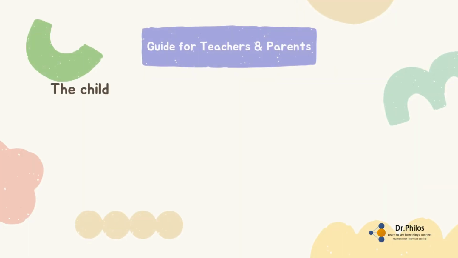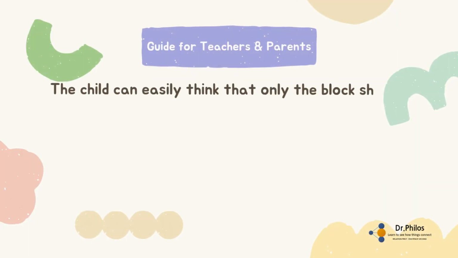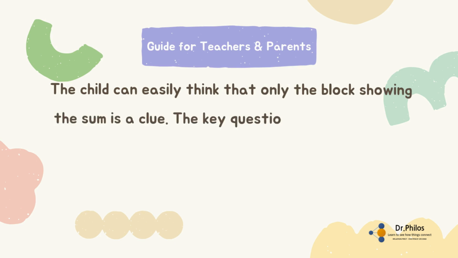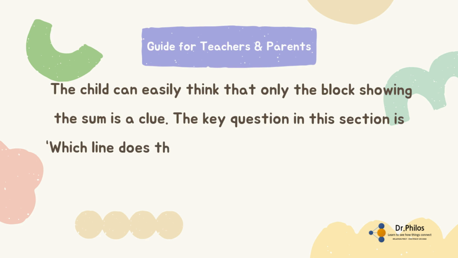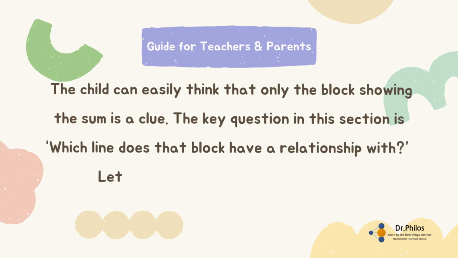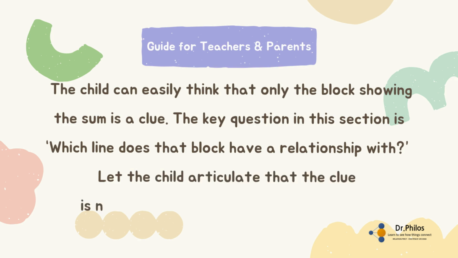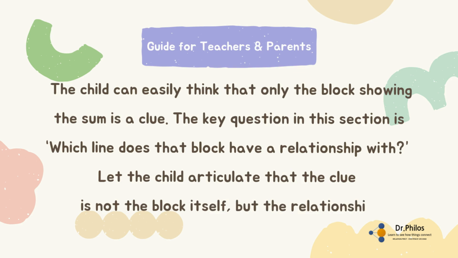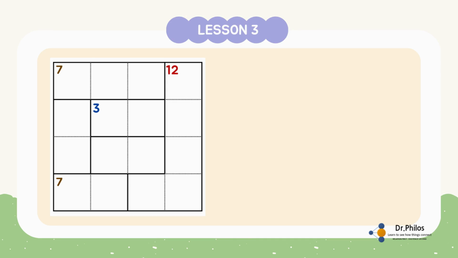The child can easily think that only the block showing the sum is a clue. The key question in this section is which line does that block have a relationship with? Let the child articulate that the clue is not the block itself, but the relationship between the block and the line. I will look at the other boxes in the same line as the block with the sum clue. Good. Then it becomes clear which block is the clue. Which block do you think will narrow down the possible numbers to just 1?